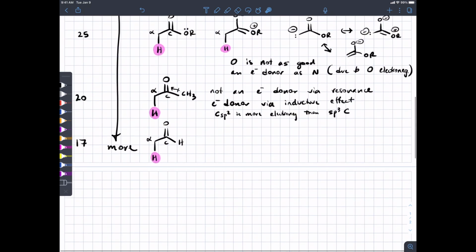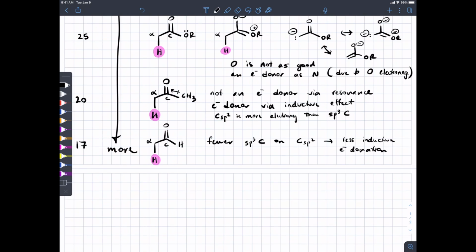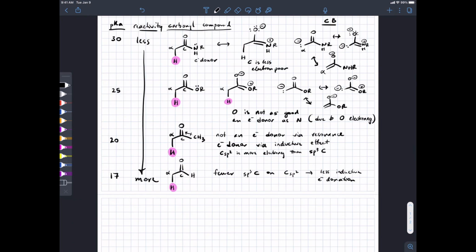And then this same idea explains why the aldehyde is much more acidic than the ketone, and that is because the aldehyde has fewer sp3 hybridized carbons on the carbonyl carbon. So that means less inductive electron donation. Okay, so the trend is that the more electron poor your carbonyl is, the more acidic the alpha proton is going to be. Okay, any questions?